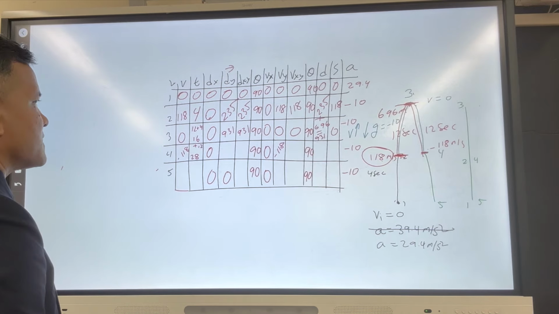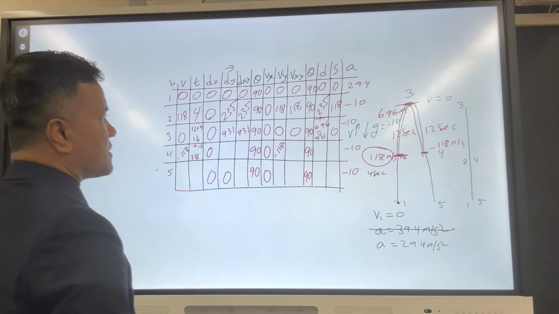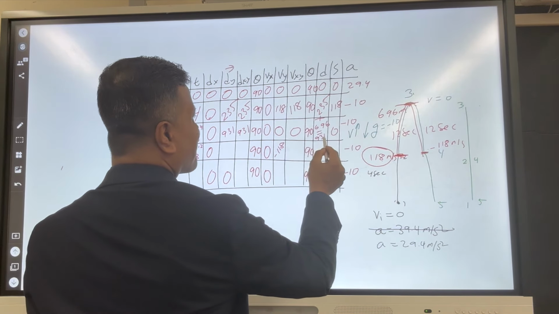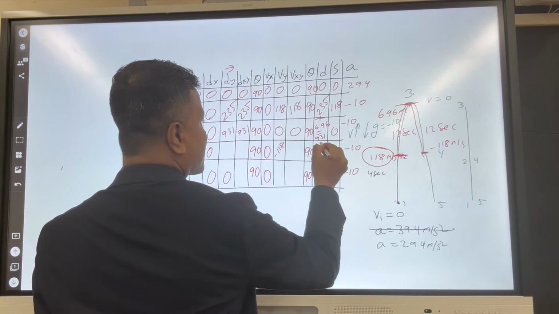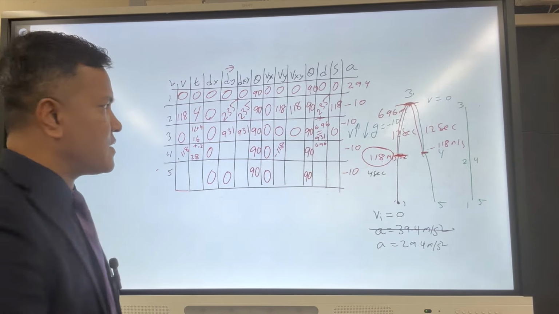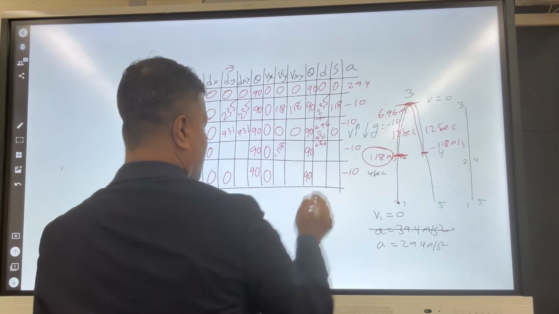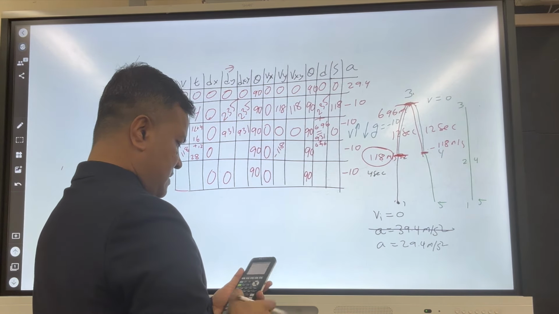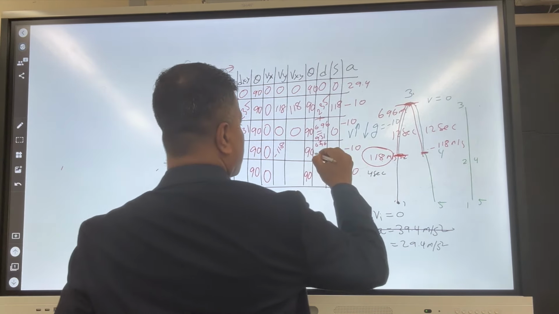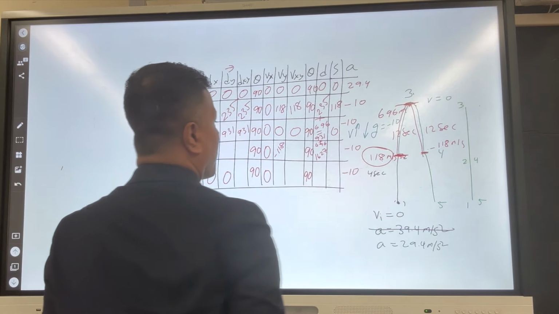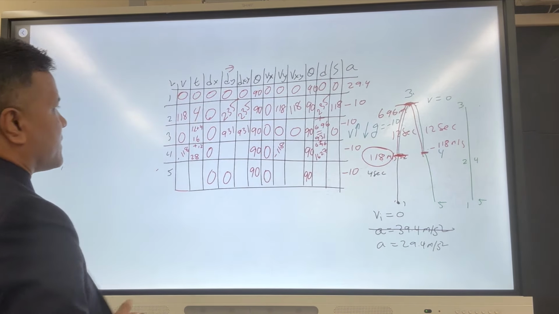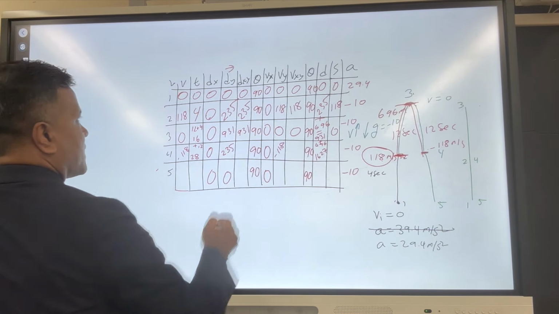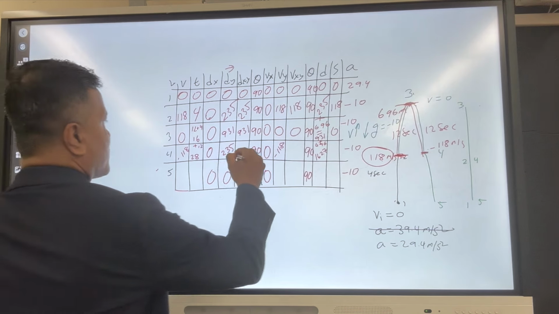Let's find dy. 931 plus 696 is 1627. However, I'm going to write 235 right here. Dxy is 235.